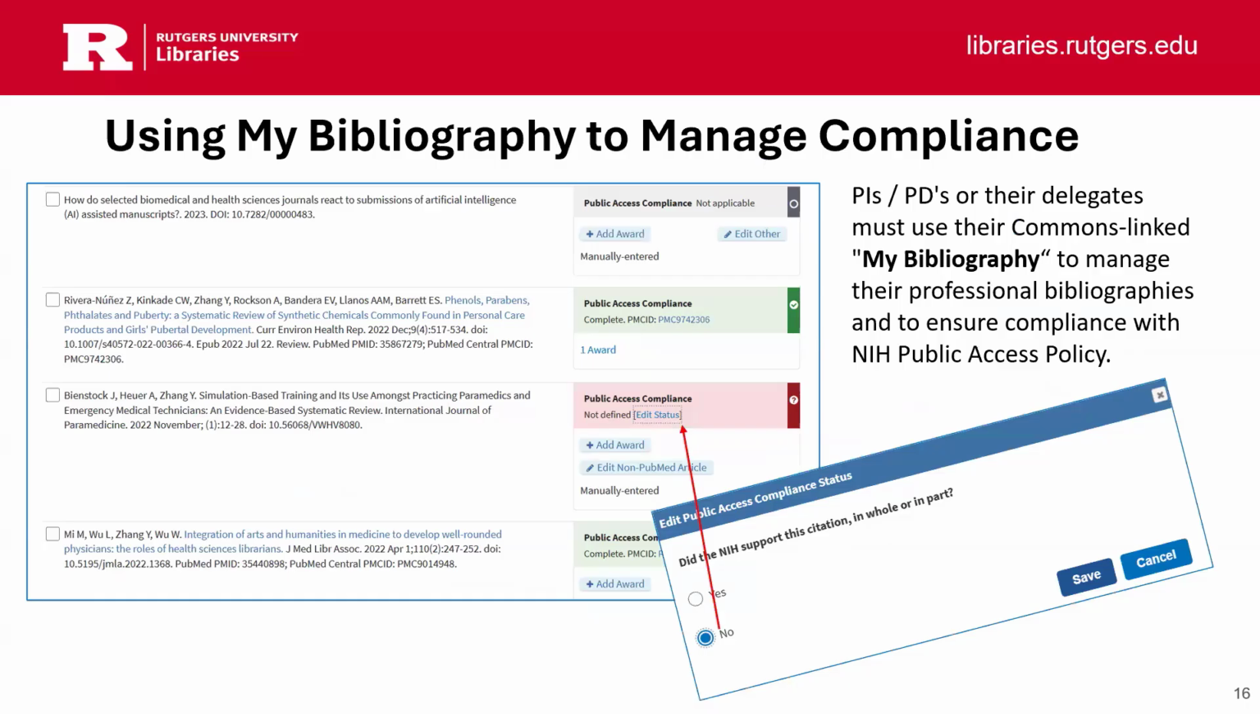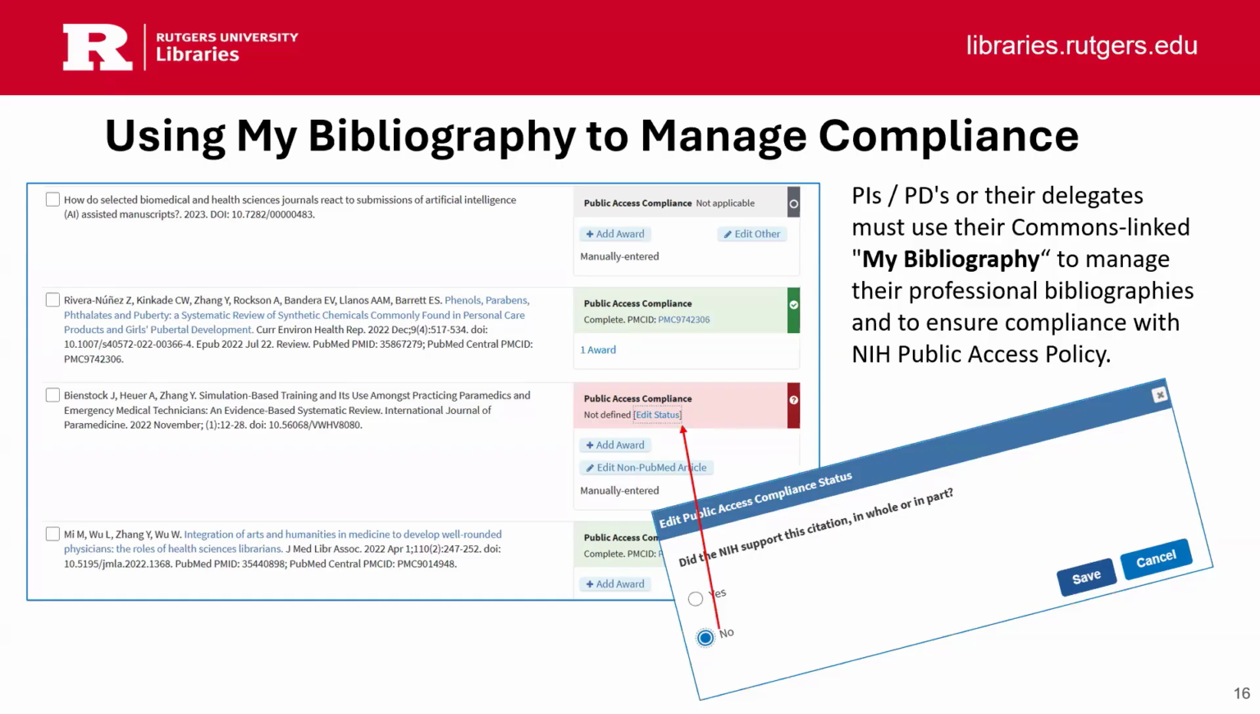You still use, as in the past, My Bibliography as a tool to manage compliance. So whenever you see a red label, that means you're not in compliance. You need to check whether this is funded by NIH. If not, then just say not applicable. Usually the award will just pop up and then you connect them. And to connect them, you actually start by submitting the AAM into the NIMS system.